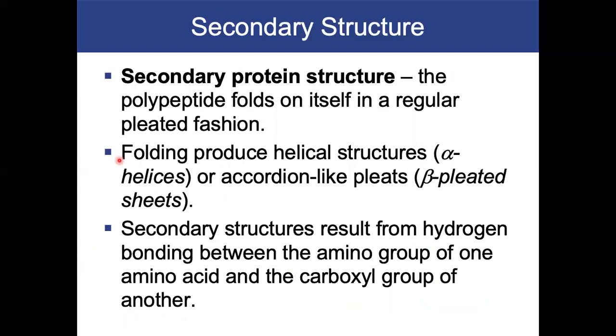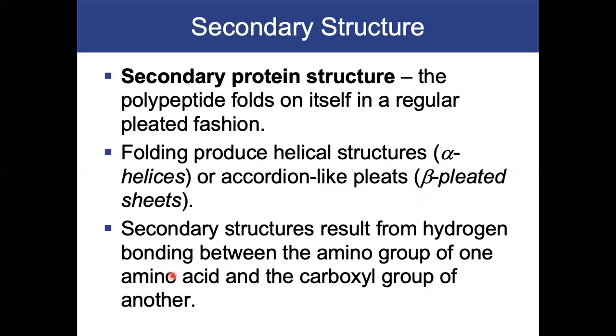Secondary protein structure, the polypeptide folds on itself in a regular pleated fashion or a regular fashion. The folding is going to produce helical structures like alpha helices. So think of like a ringlet or a curl in a woman's hair, right? It's a spiral. These are due to the amino acids hydrogen bonding with one another, or they fold in like accordion-like pleats. Or when you think of a paper fan, when you fold a paper fan, that's how it's a beta pleated sheet. These secondary structures are because of the hydrogen bonds between those amino groups from one amino acid to the next.